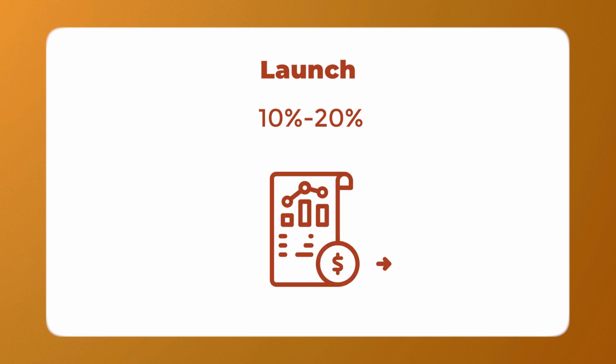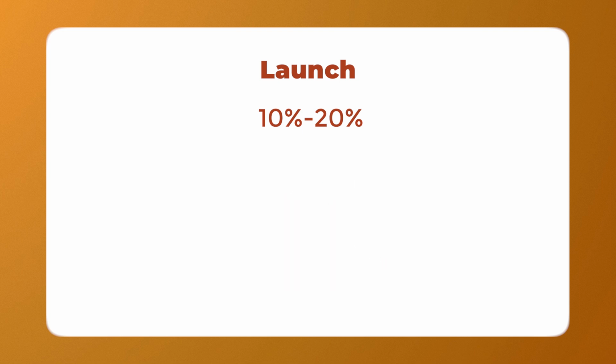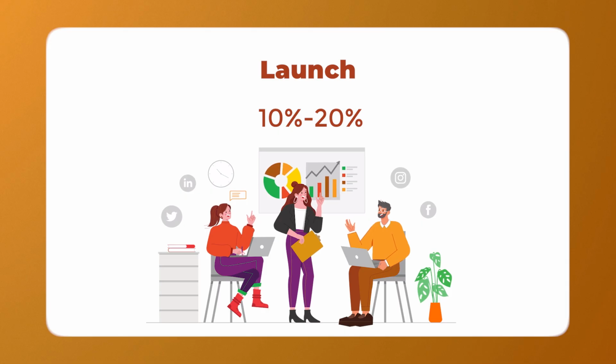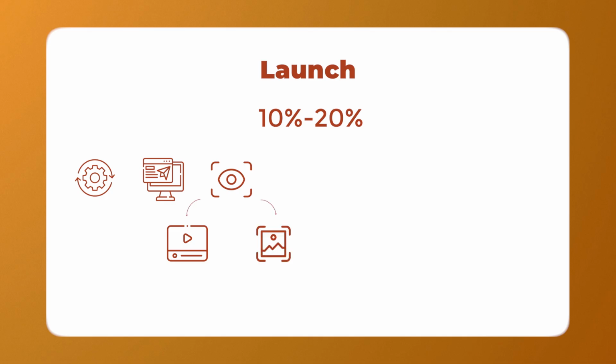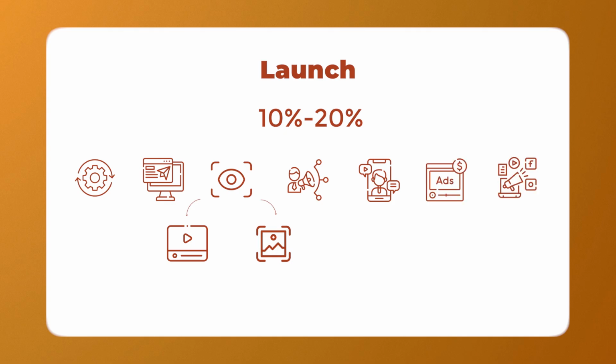Number 2, launch. Expect anywhere from 10 to 20%. These are your go-to-market costs. Many teams underestimate how much it takes to convert early adopters because you have to consider App Store optimization, landing page creation, app preview videos and screenshots are always helpful, PR, influencer outreach, or any paid ads, onboarding campaigns, or even tutorial content, and of course, beta testing feedback loops.